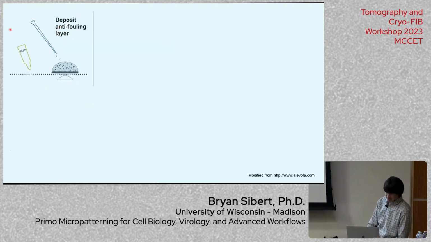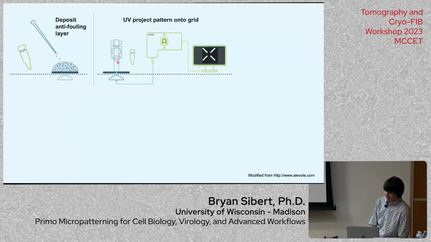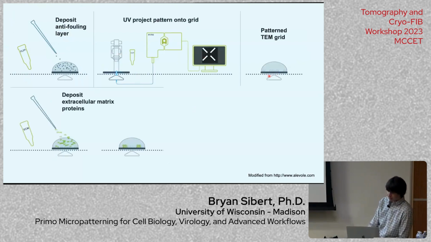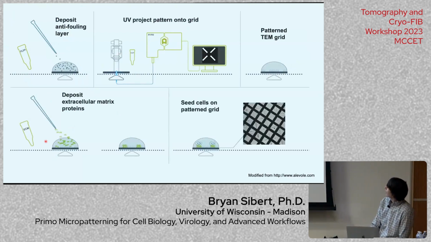This is a quick diagram from Alveole's website to go through the protocol once more. You have this anti-fouling layer. You design and project your pattern onto the grid. It removes the anti-fouling layer in specific places. You add your ECM, and then if all goes well, your cells grow along the pattern. This is actually from a patterned grid that we had made with the line pattern, and you can see the cells nicely growing across it.